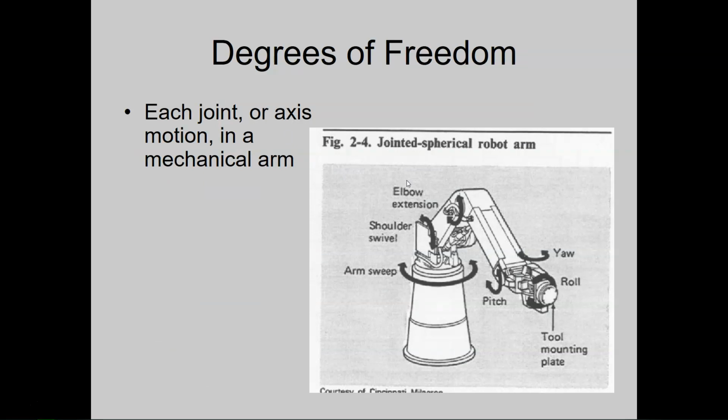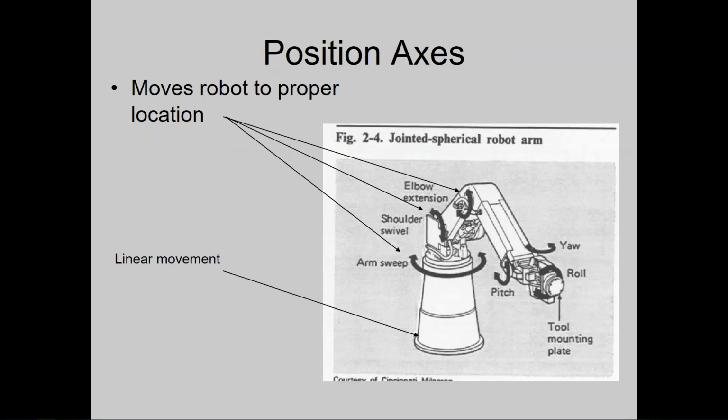Degrees of freedom. So let me go ahead and clarify this. This is just talking about the joints of the robot. So each joint or axis motion in a mechanical arm is a degree of freedom. It moves the robot to the proper location for the positional axes. These are the main ones.